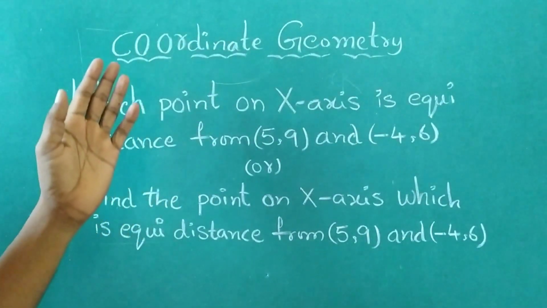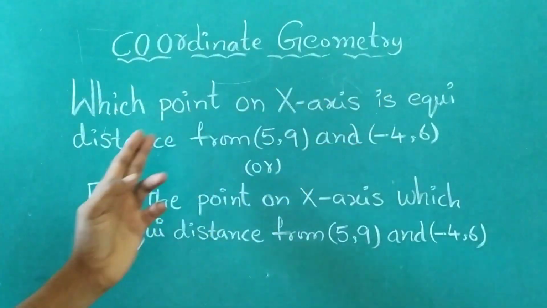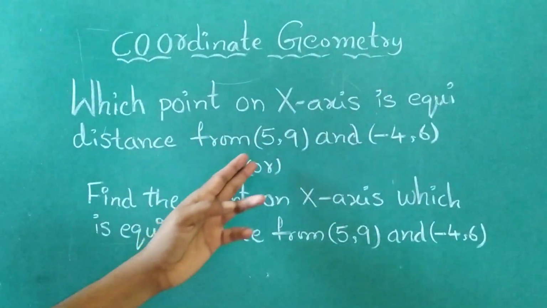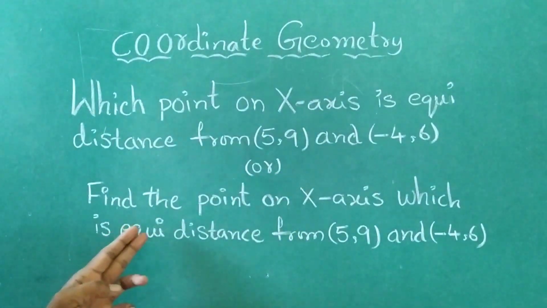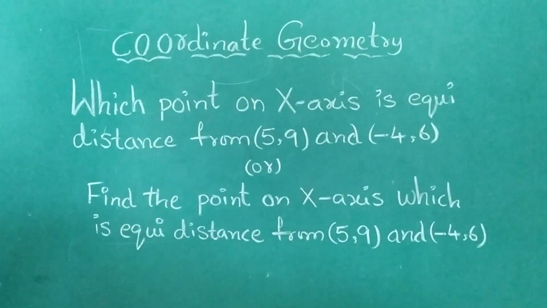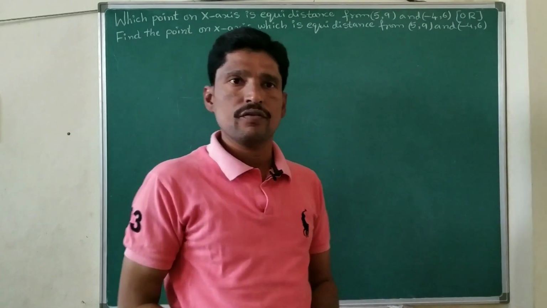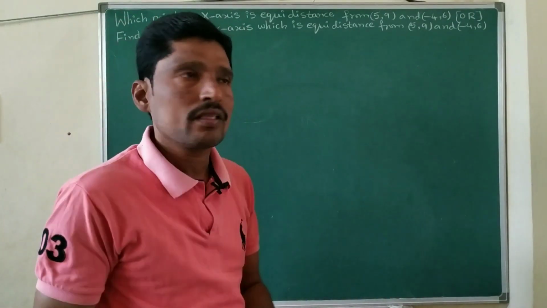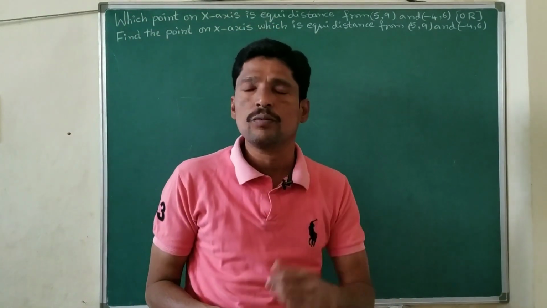Coordinate geometry, long answer type problem. Which point on x-axis is equidistant from (5, 9) and (-4, 6)? Or find the point on x-axis which is equidistant from (5, 9) and (-4, 6). Let us see the solution.